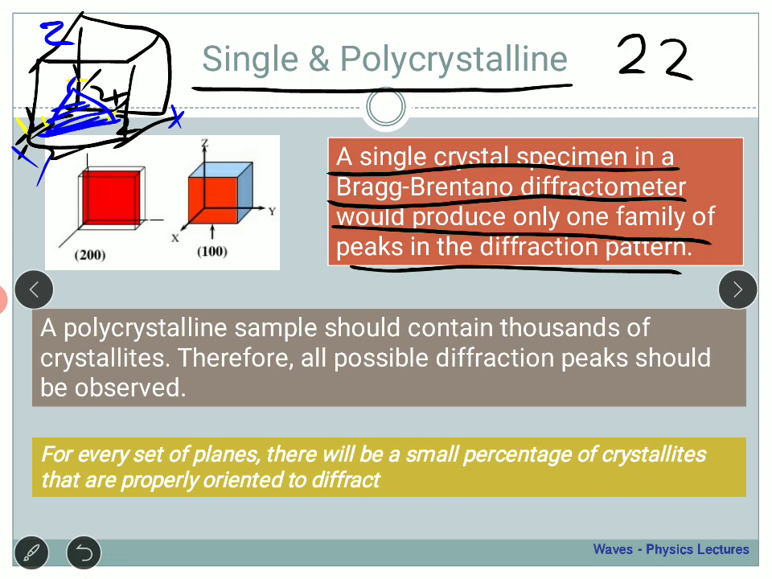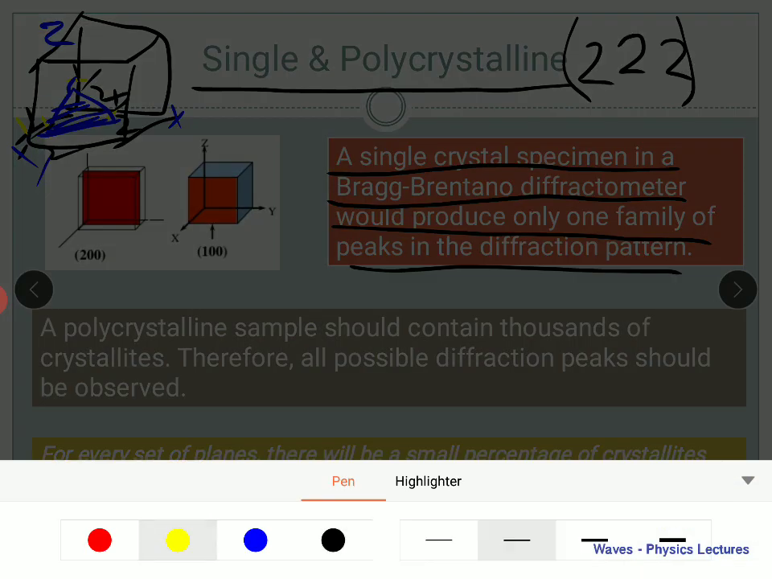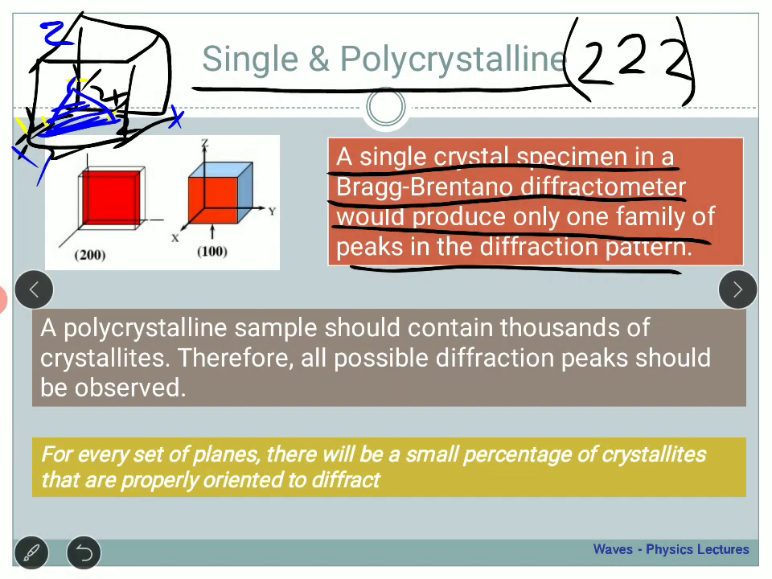So 2, 2, 2 will represent all such planes. Okay, we have it here. So we have one plane here. If you want to have one more plane on top of this, we can have one more plane on top of this. Because this is a unit cell, this will be another cell on top of this, and then this will keep on going.